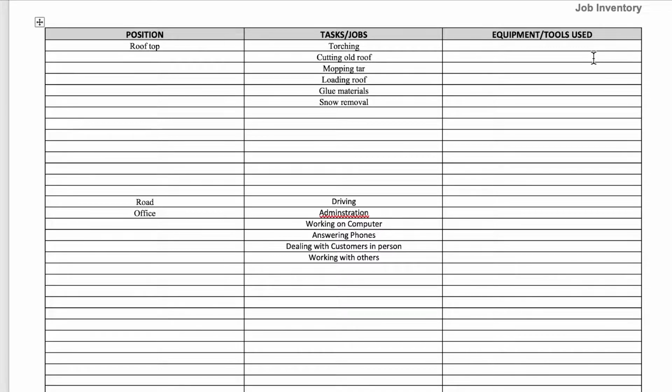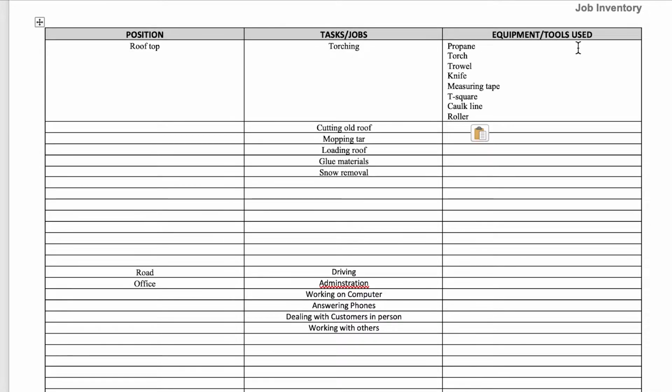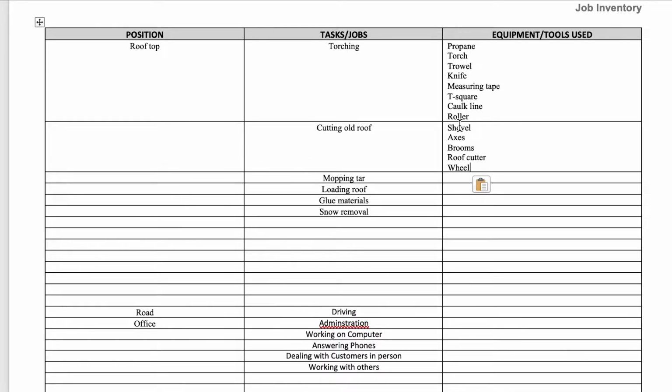From there, you're going to list the different equipment and tools that are used for each job. So again, we go back up, and torching, you would use such as propane, a torch, trowel, knife, measuring tape, T-square, caulk line, and roller. But for cutting old roof, you might use something such as a shovel, axes, brooms, roof cutter, and wheel.